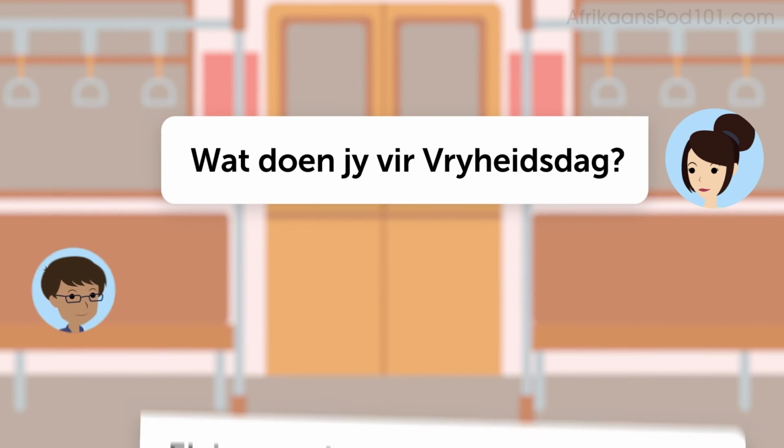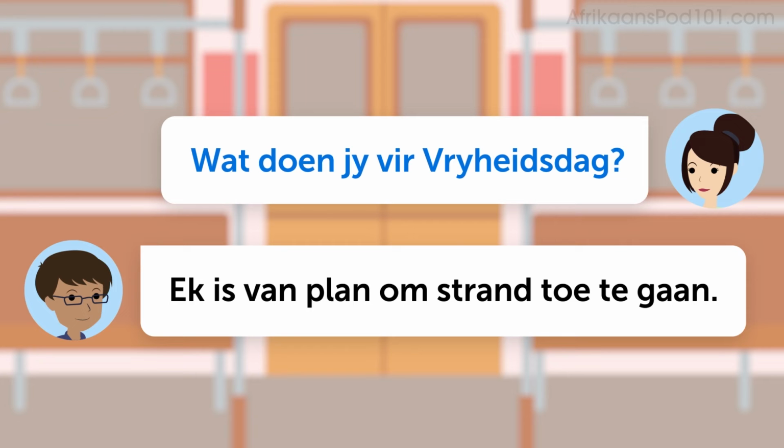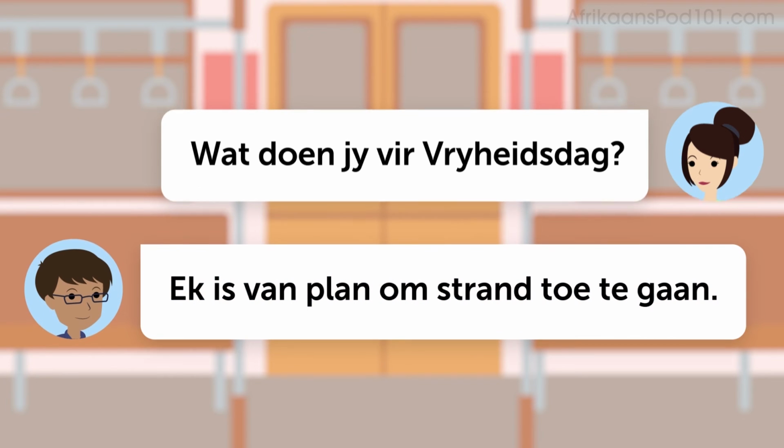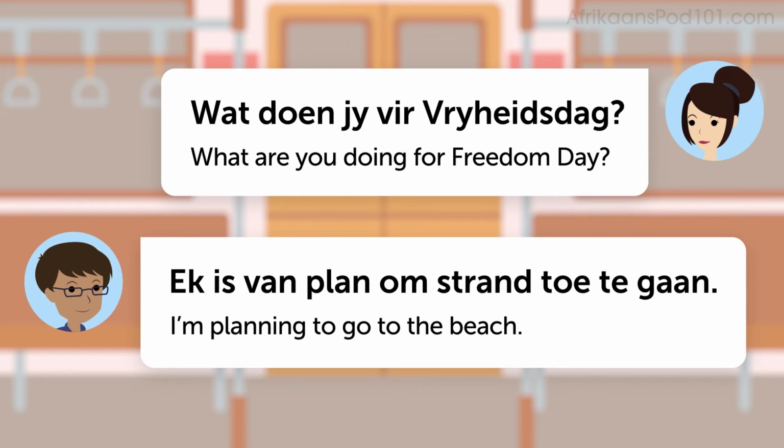Listen to the dialogue. Wat doen jy vir Vryheidsdag? Ek is van plan om strand toe te gaan. Once more with the English translation. Wat doen jy vir Vryheidsdag? What are you doing for Freedom Day? Ek is van plan om strand toe te gaan. I'm planning to go to the beach.